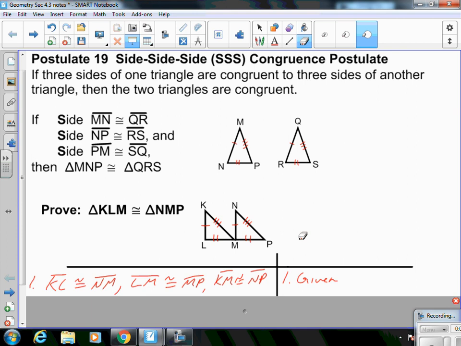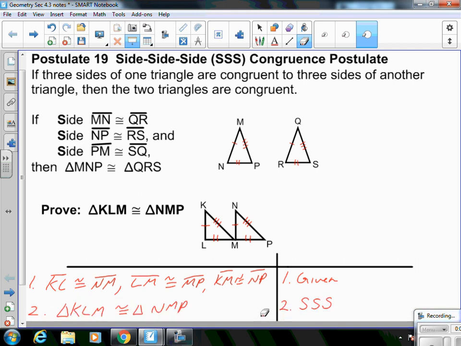And so from there, we notice that all three sides are marked congruent. That would lead us to SSS as our reason to say that the two triangles are congruent. So triangle KLM is congruent to triangle NMP by SSS. And that's all you have to write, is SSS. Everybody in the geometry world knows that means the side congruence postulate.